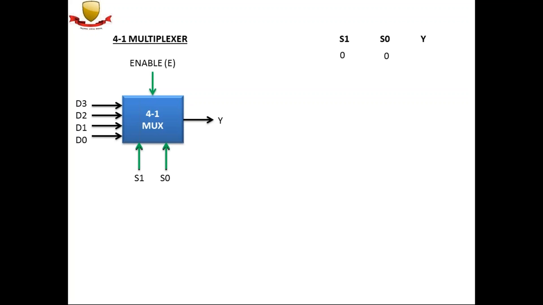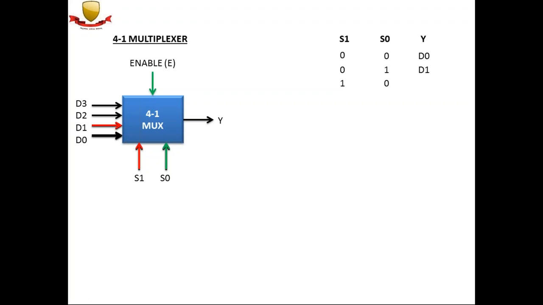So over here D0 will be connected. The output will be connected to D0. Whatever the value of D0, it will be presented as the output. If it is high, the output Y will be 1. If it is low, output Y will be 0. Similarly, for S1 as 0 and S0 as 1, D1 will be selected, and you can see in the truth table that the output is D1.